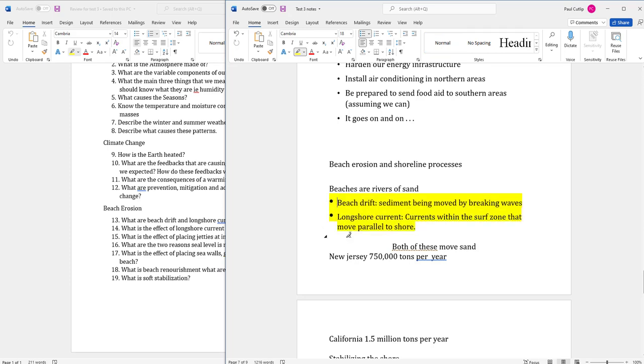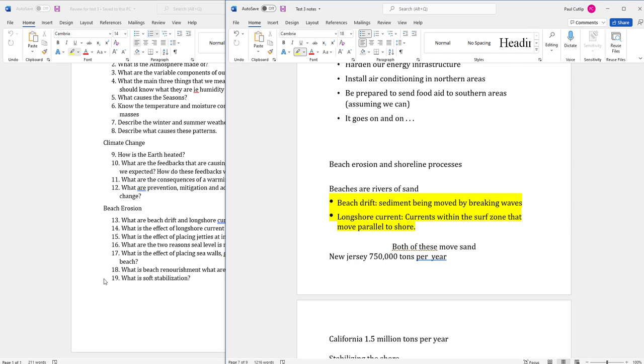Beach drift is sediment being moved by waves breaking on the shore, right? So, a wave comes in and moves sediment down the beach. The sediment goes back toward the water, and then the next wave comes in, right? And so it kind of zigzags its way across the beach. That's beach drift. Longshore current is that current right there in about 4 or 5 feet of water, right there at the shore, that moves parallel to the shore, right? Both of these move sand, and that sand can be a problem.